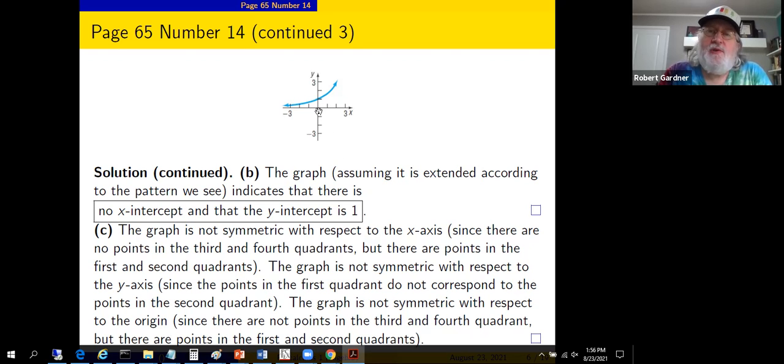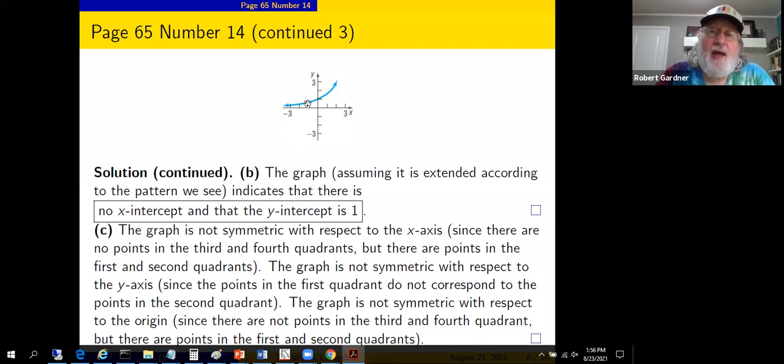In the origin, we had illustrated it with a winking smiley face. We go over and up and find a point on the graph. And if we had symmetry with respect to the origin, we'd go back and down the same amount and find a corresponding point. What that means is whatever happens up here in the first quadrant, there should be some kind of mirror image of that down here in the third quadrant. And there's nothing in the third quadrant, so it doesn't have that kind of symmetry.